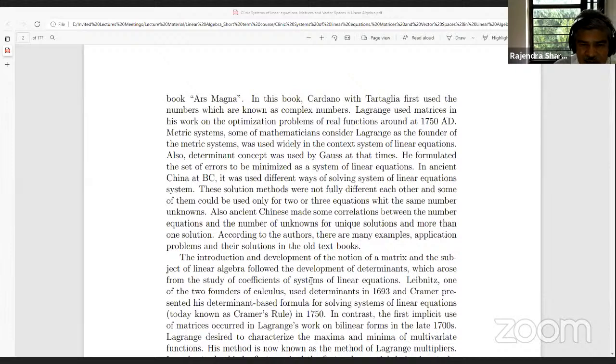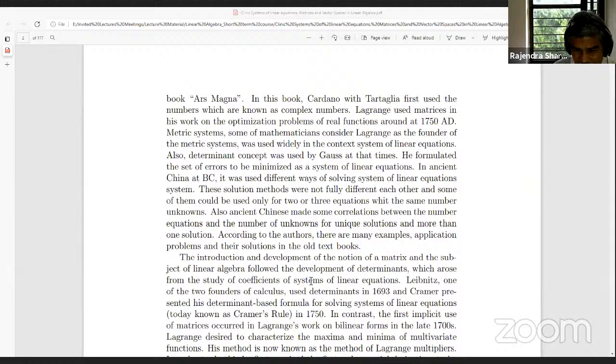And the introduction and the development of the notion of a matrix and the subject of linear algebra followed the development of determinants, and that arose from the study of coefficients of systems of linear equations. Leibniz is treated as one of the founders of calculus, and he used the determinants in around 1693. And Kramer, of course, presented his determinant-based formula for solving the system of linear equations. And today we know this method as Kramer's rule, and that was 1750.